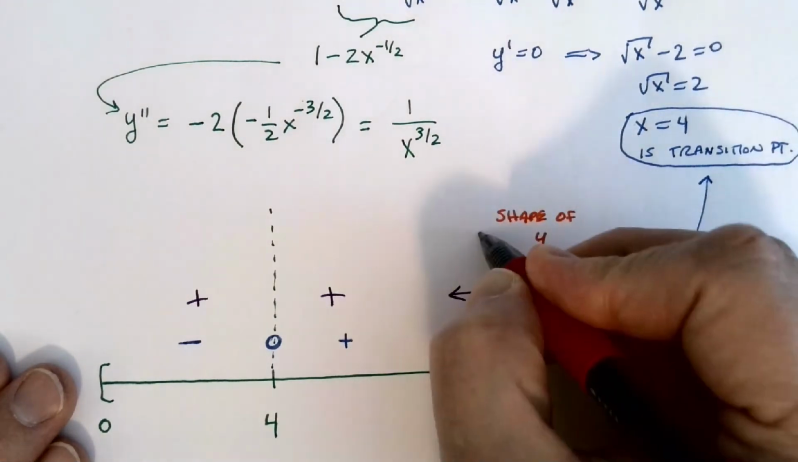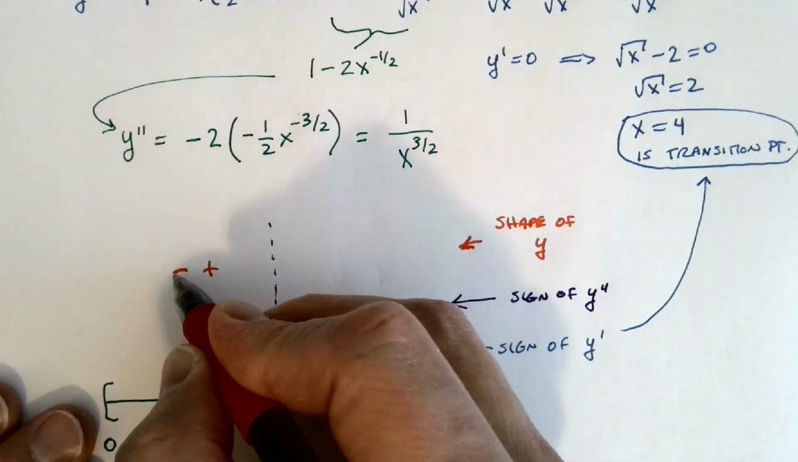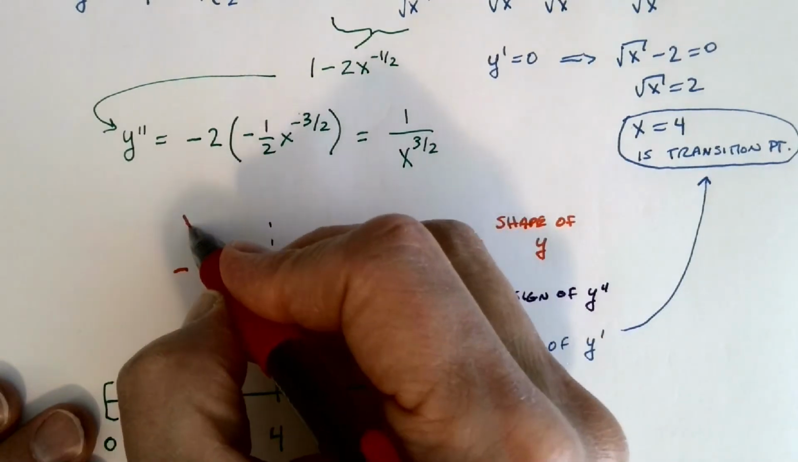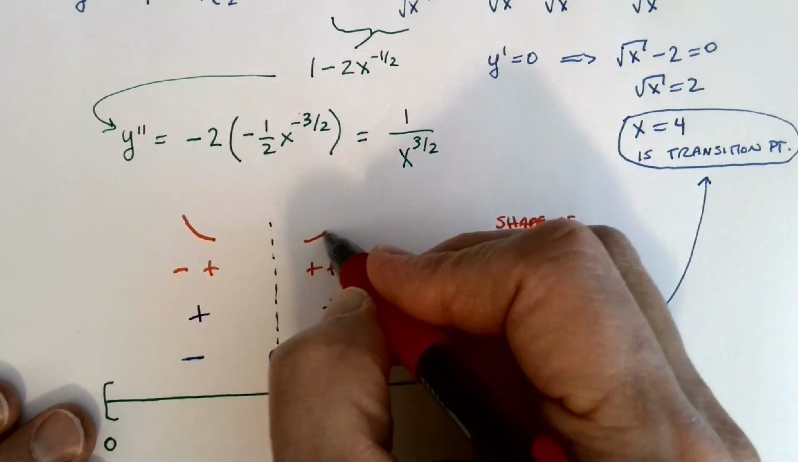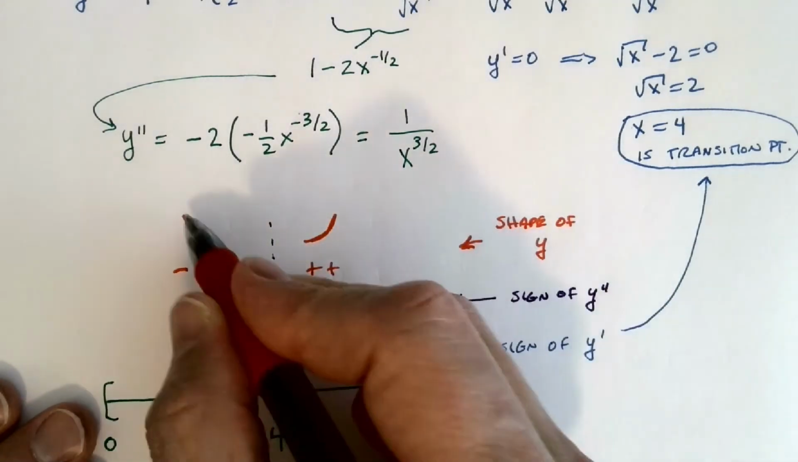And so to complete, we can talk about the shape of the graph of y. Here it's minus plus, right? First derivative is negative, second derivative positive, so we're decreasing, concave up. Here it's plus plus, increasing, concave up. So basically there's your basic shape in general for the graph.